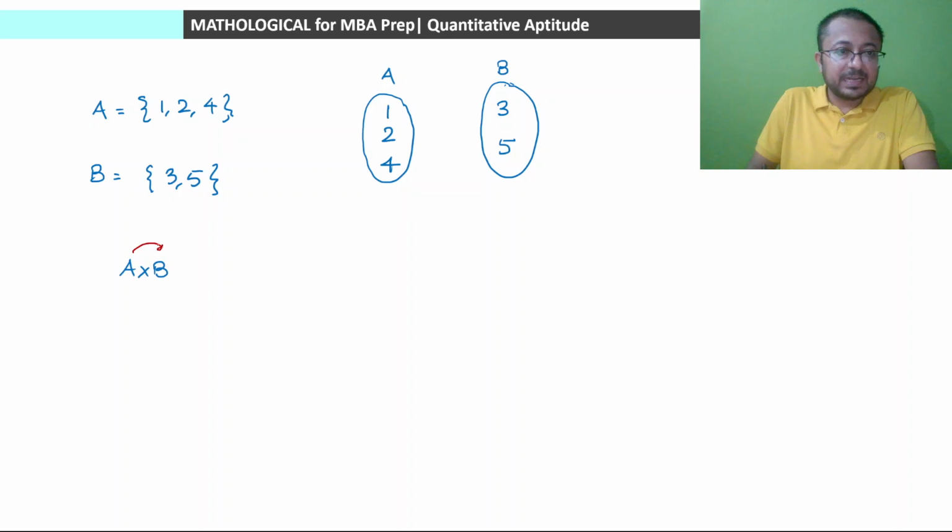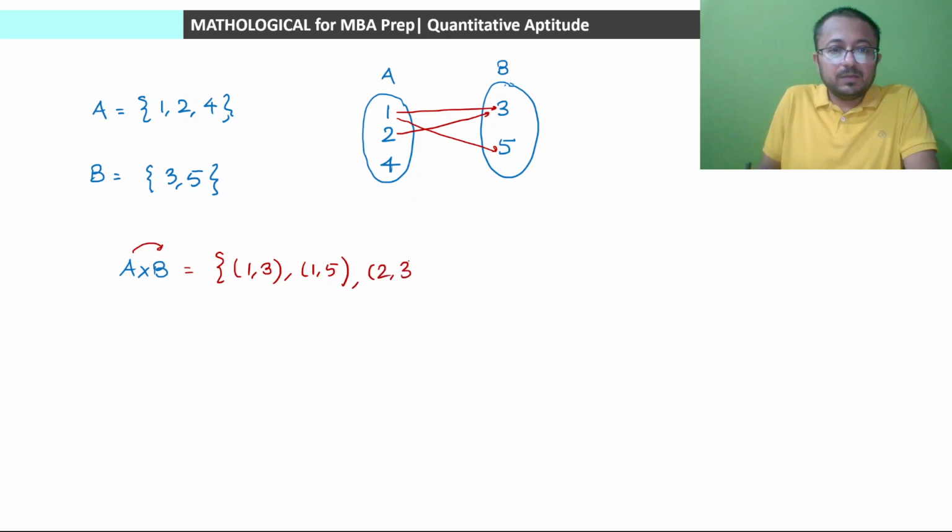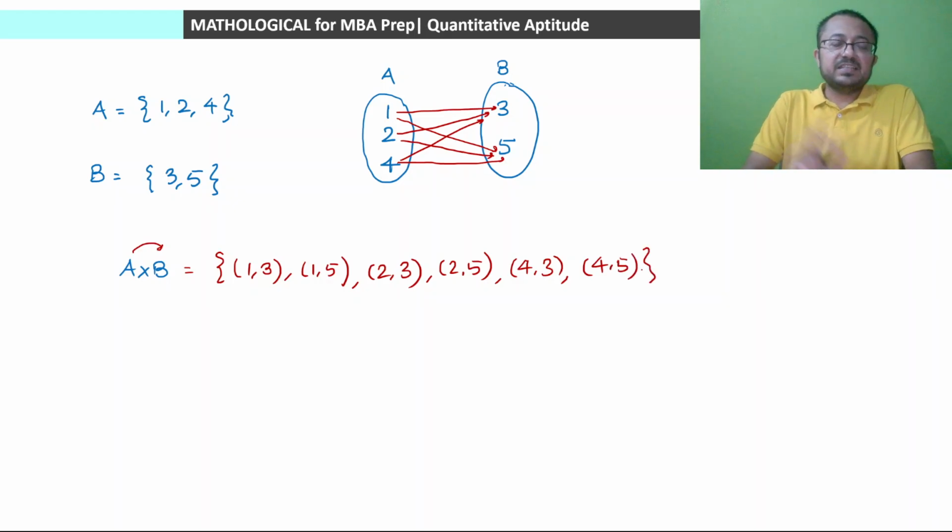A cross B will be starting with A. The first element will be from A, and the second element of the pair will be from B. So we can connect 1 with 3. So (1, 3) will be our first ordered pair. Similarly, we can connect 1 with 5. So (1, 5) will be the second pair. By the same logic, we can connect 2 with 3. So (2, 3) will be the third pair. We can connect 2 with 5. So (2, 5) will be our fourth pair. Similarly, (4, 3) and (4, 5). So these are all the pairs possible in the Cartesian product A cross B.